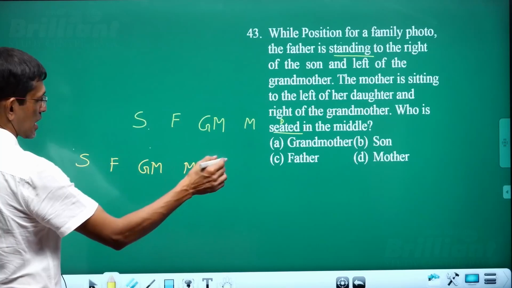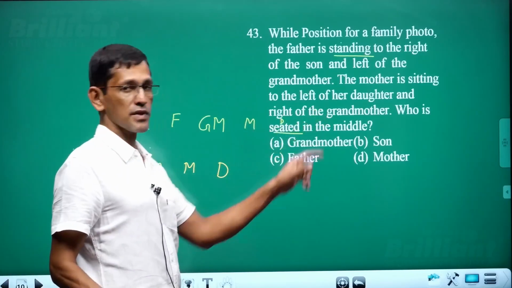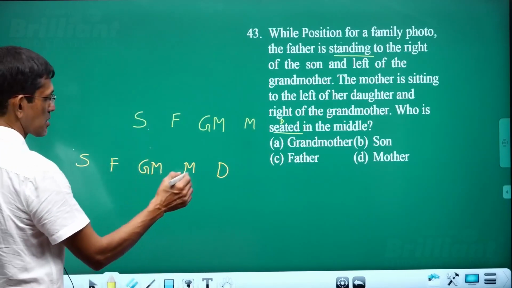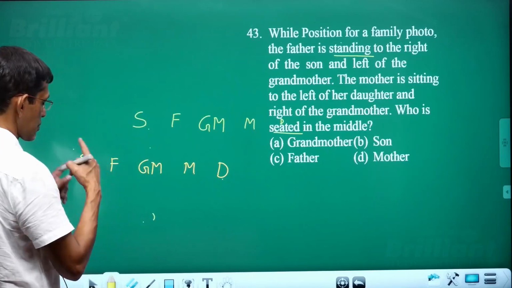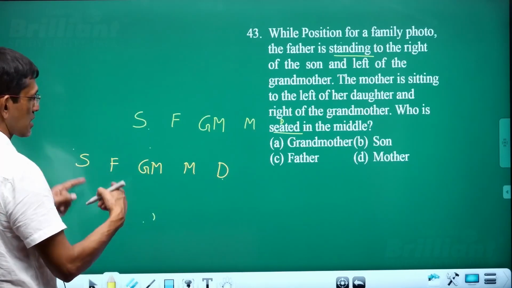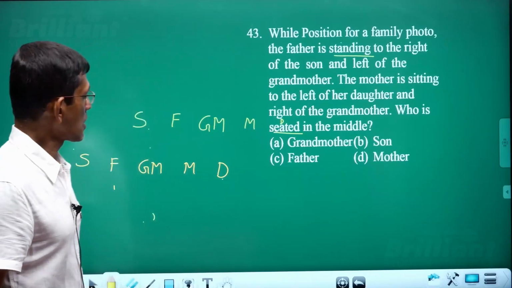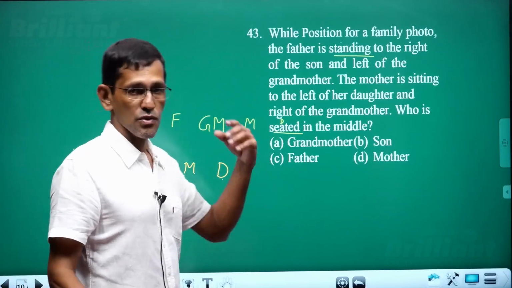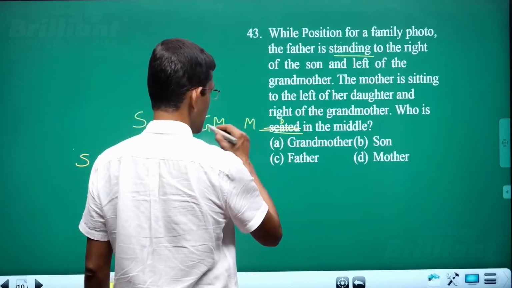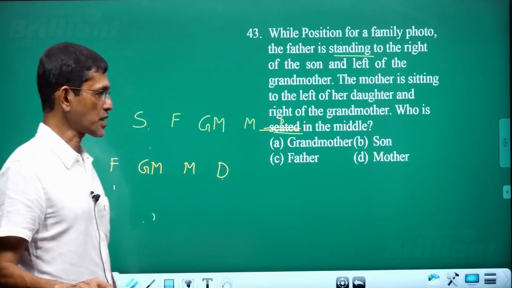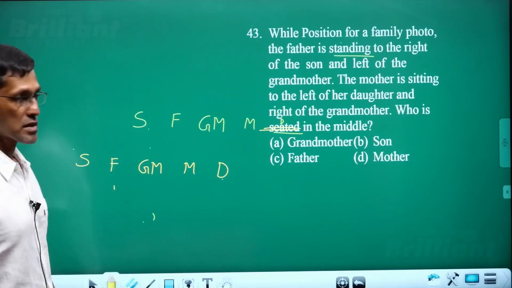Mother is to the left of the daughter. At the same time, she is what? Left of the daughter and the right of the grandmother. So this is the grandmother. Mother is to the right of the grandmother and to the left of the daughter. So this is the arrangement: son, father, grandmother, mother and daughter. Who is seated in the middle or standing in the middle? Doesn't matter, no need to worry about the word seated or standing. So who is in the middle? Grandmother is in the middle.